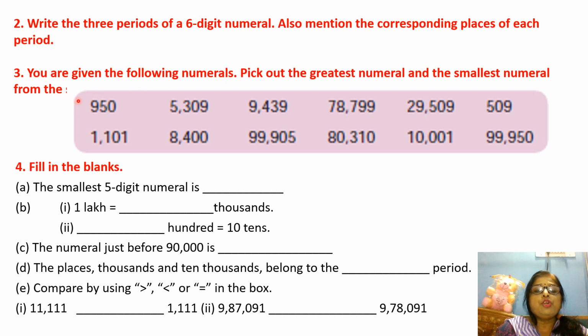Next one, here you are given the following numerals. Pick out the greatest numeral and the smallest numeral from the given numerals. So many numerals are here. Find out which one is greater and which one is the smallest. Next, fill in the blanks. So many fill in the blanks are here. Note them down and try to solve them.